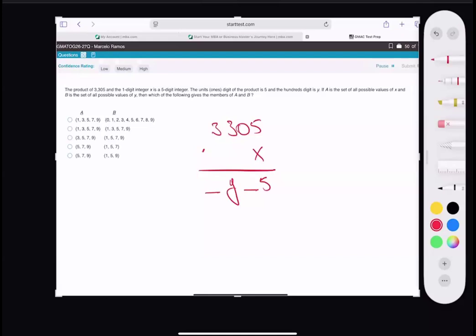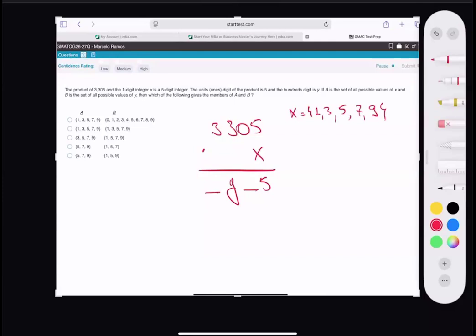X can be 1. Can be 3. Can be 5. Do you guys agree? Can be 7 or can be 9. For now, I don't know.